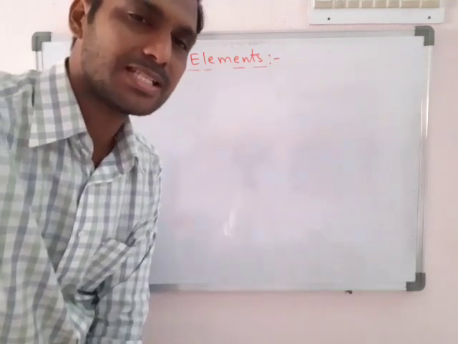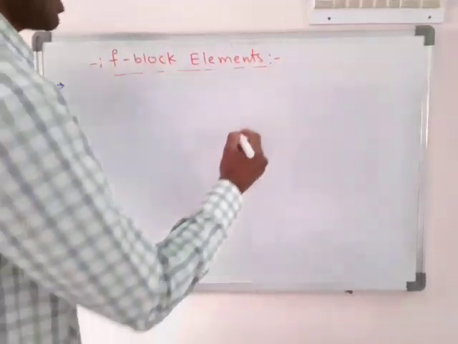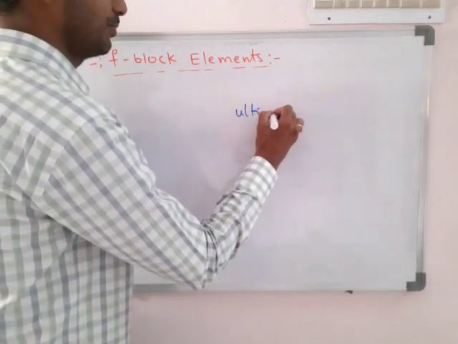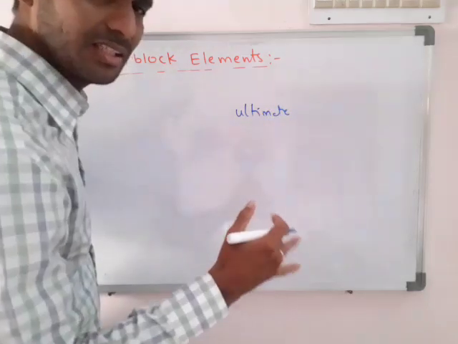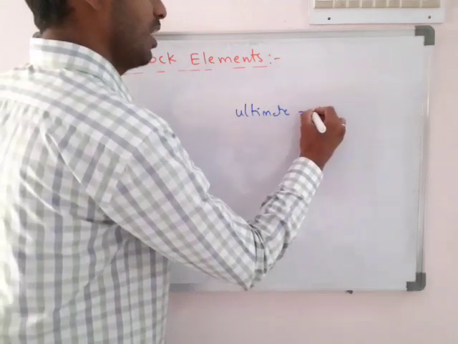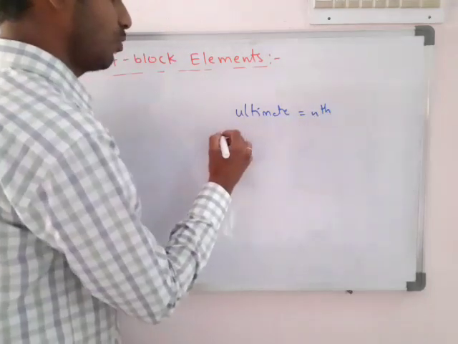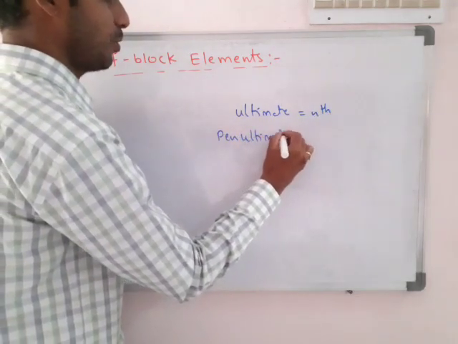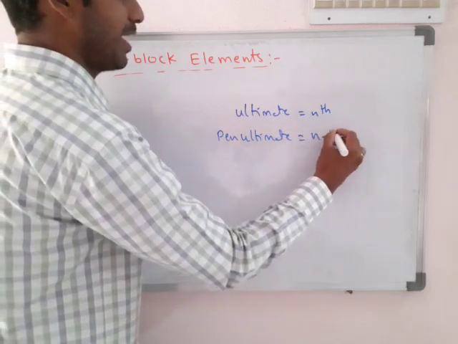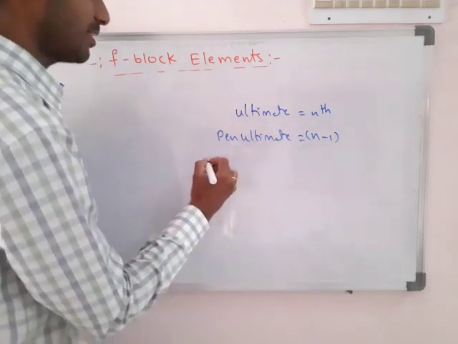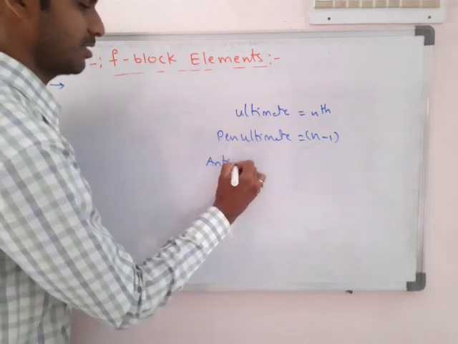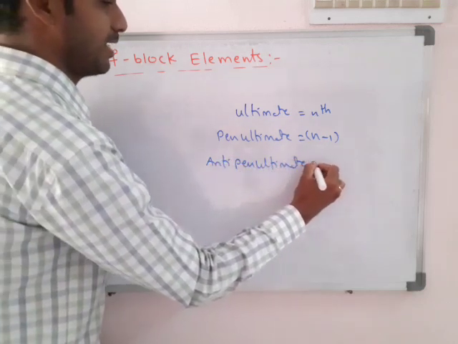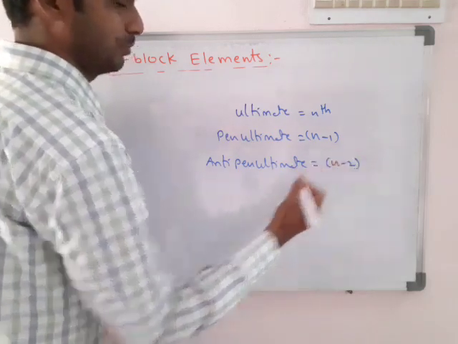What is meant by anti-penultimate shell? The outermost shell, the valency shell, is generally called ultimate. We know ultimate means the final, and we say it is nth. What is the penultimate shell? The penultimate is equal to n minus 1. Next, the anti-penultimate is called n minus 2.